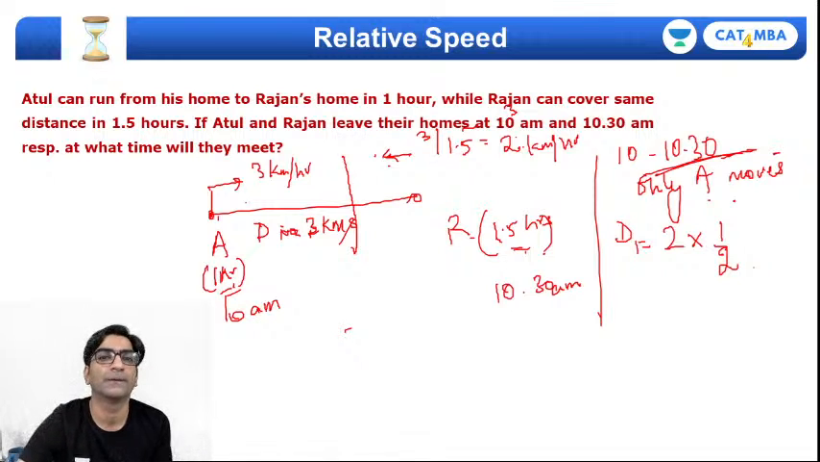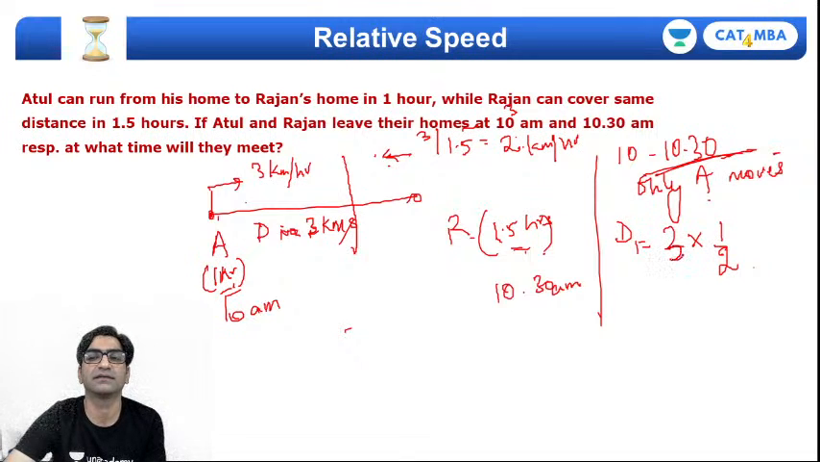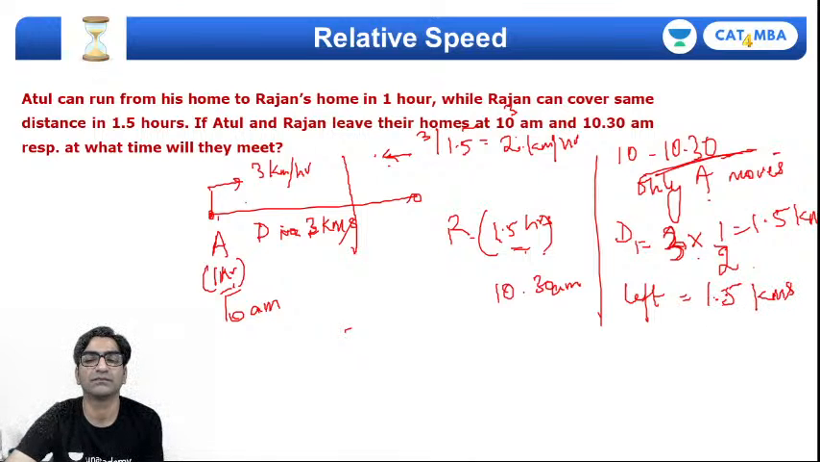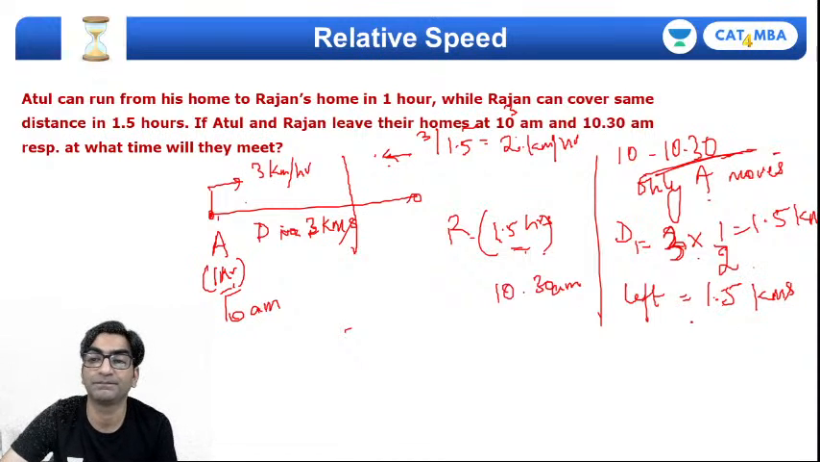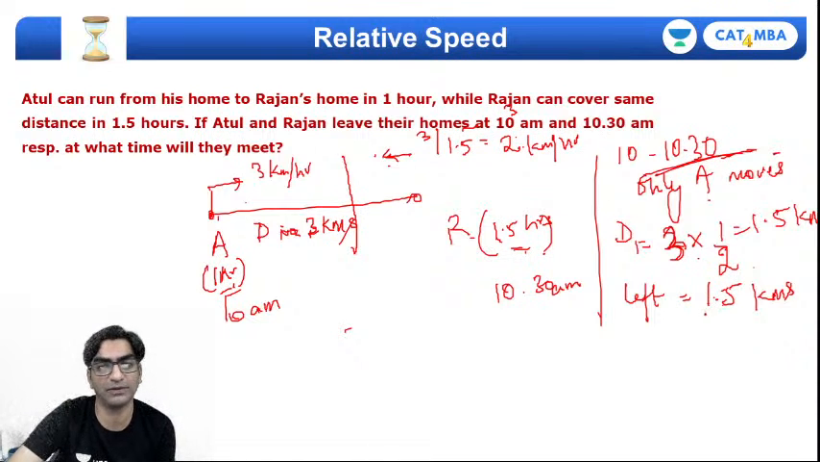Okay, wait. Atul runs at a speed of 3 kilometers per hour and he does so only for half an hour, right? So 1.5 kilometers gone, which means the gap left, assuming the distance of 3 kilometers, will be 1.5 kilometers. That's it. Sorry, the distance left will also be 1.5 kilometers.